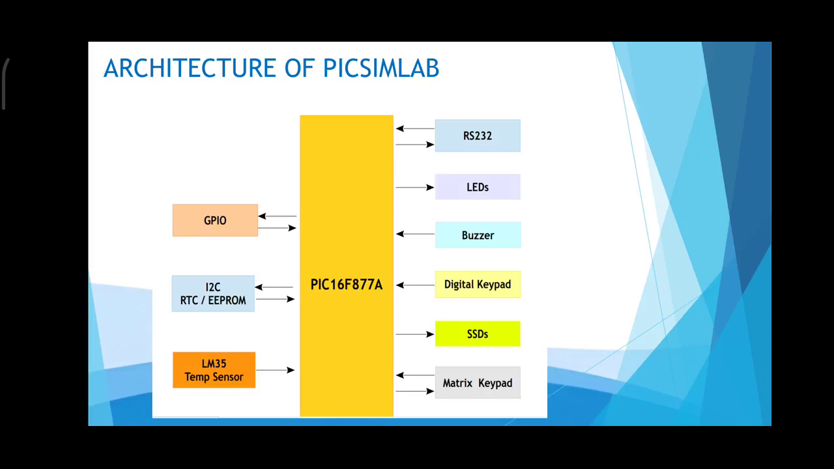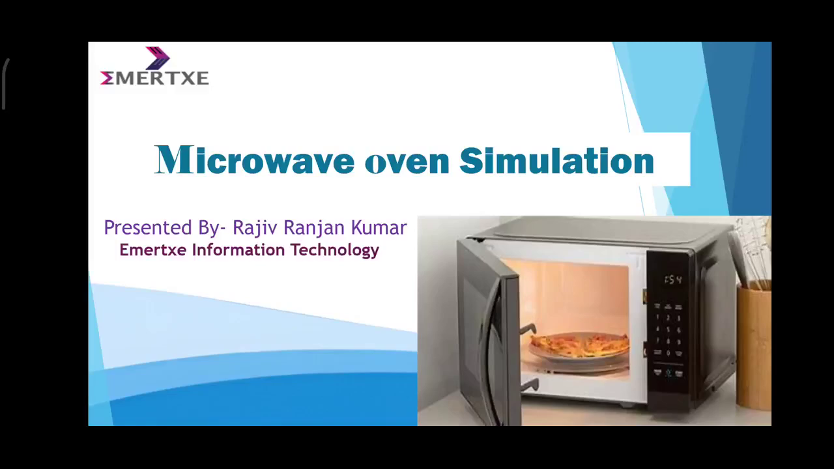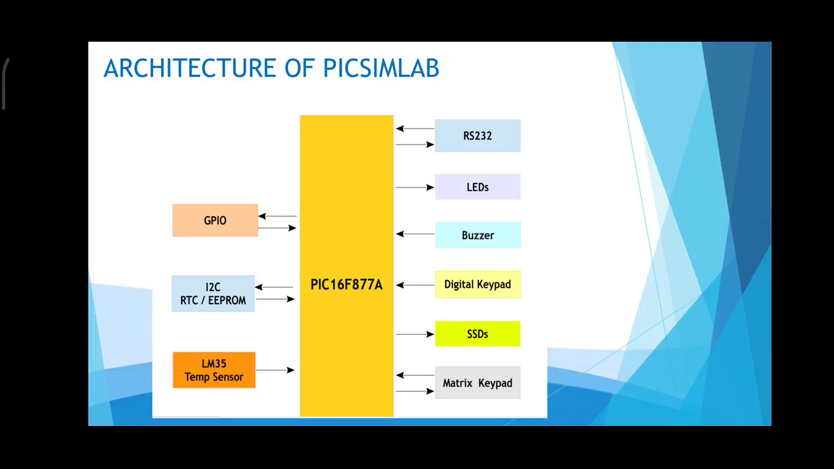And second is I2C, RTC, EEPROM. I2C is inter-integrated circuit. I2C is a communication protocol used for connecting multiple peripheral devices. RTC stands for real-time clock, which keeps track of time and date even when the system is powered off. EEPROM is electrically erasable programmable read-only memory used for non-volatile storage, meaning data is retained even after power loss.